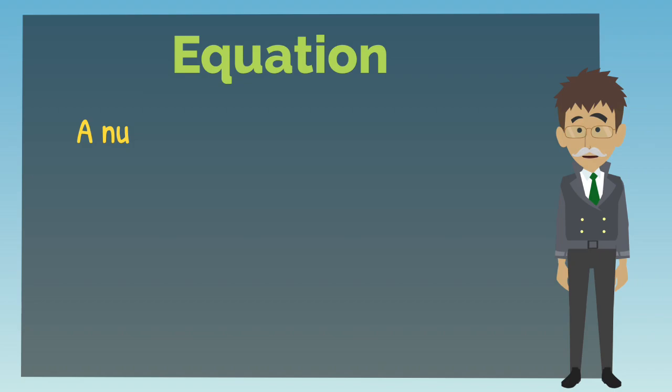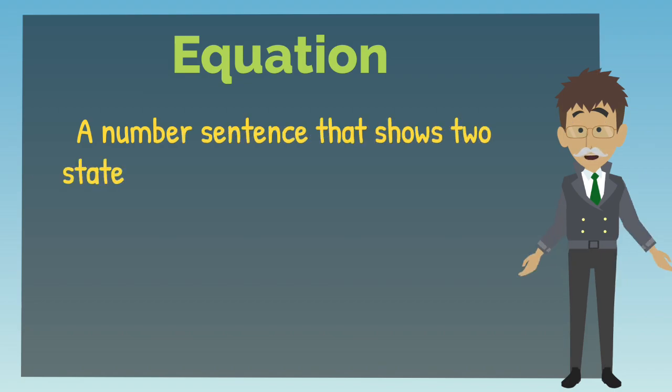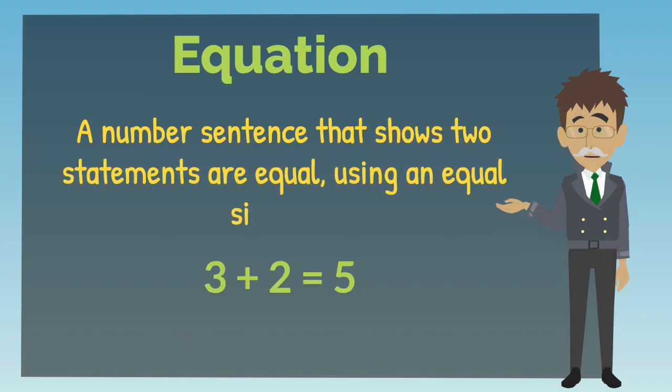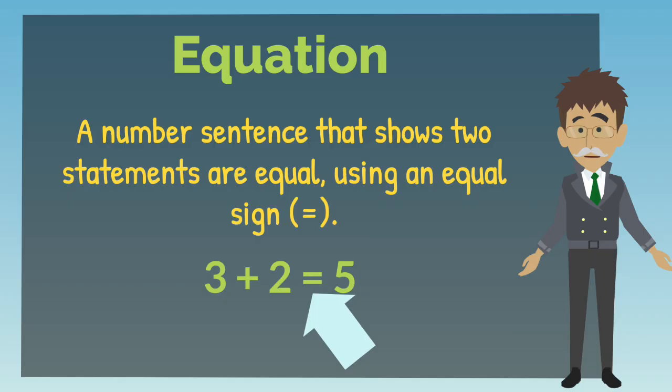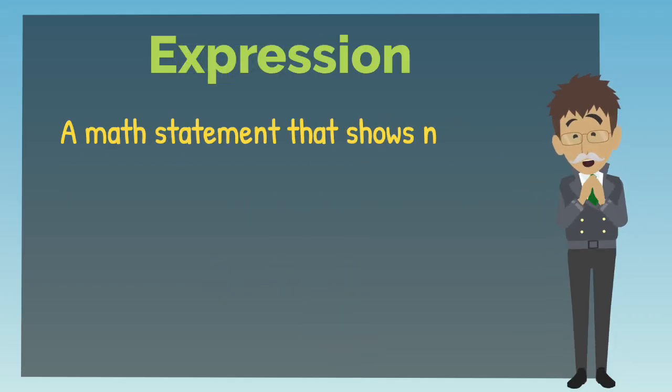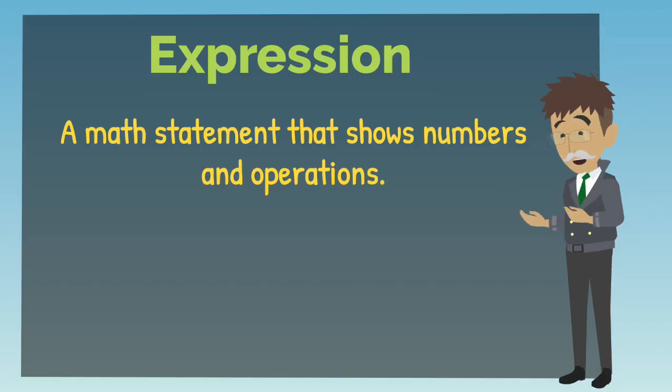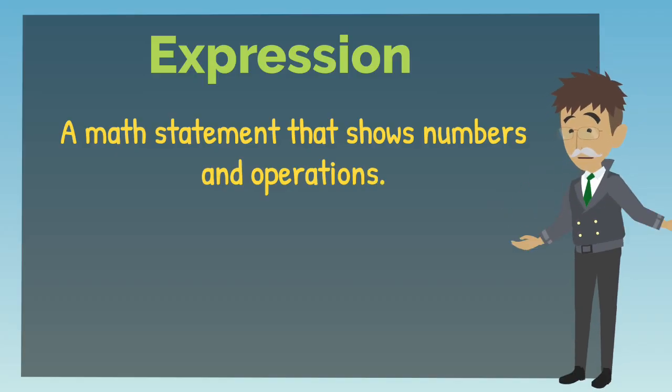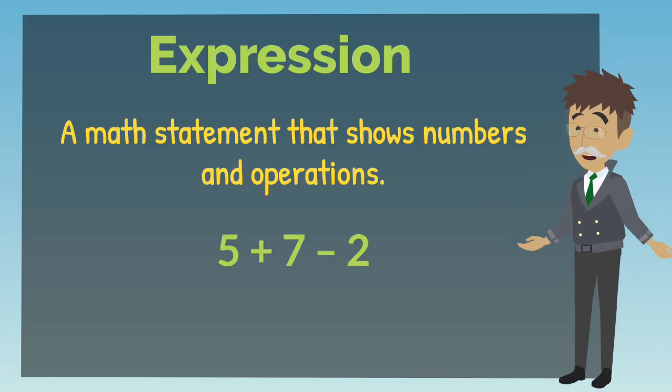Equation. A number sentence that shows two statements are equal, using an equal sign. Expression. A math statement that shows numbers and operations. It doesn't always have an equal sign, like 5 plus 7 minus 2.